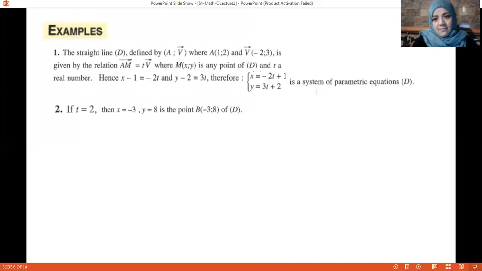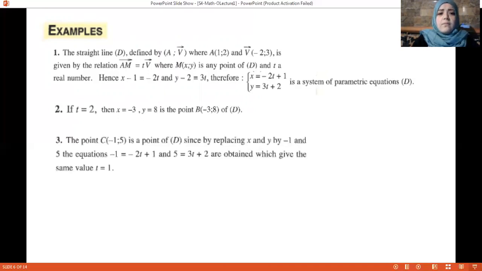Okay? Look what we can do also. I know that the point C is a point of D. Why? I already have the coordinates of C, which is minus 1, 5. I replace them in the system. So instead of x, I'm going to put minus 1, and instead of y, I'm going to put 5. If you replace them in the system, you are going to have the same value of t in both of them. So the first one, t is going to be 1, and the second one, t is going to be 1. What does that mean? That means C belongs to the straight line.